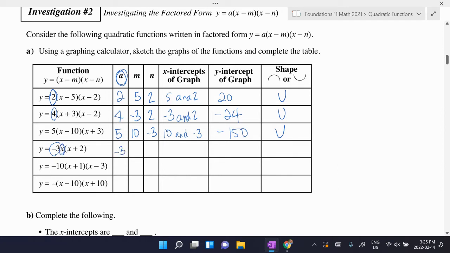Remember this one from before. This is the same as x minus 0. And your N is negative 2. Okay, pause me, put that into your calculator.